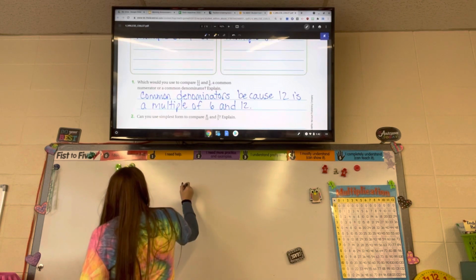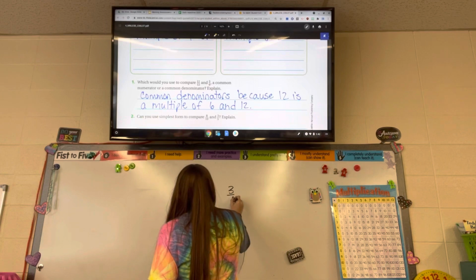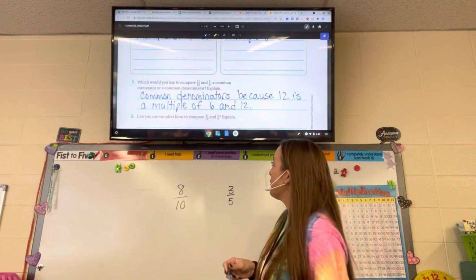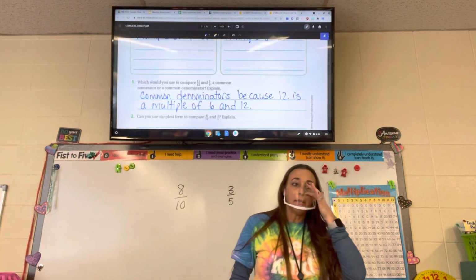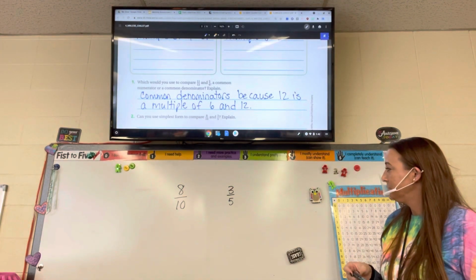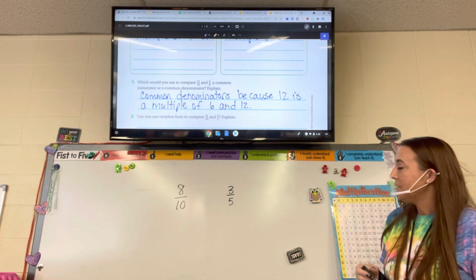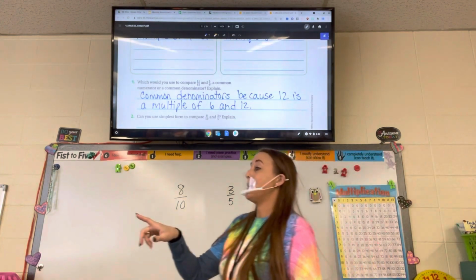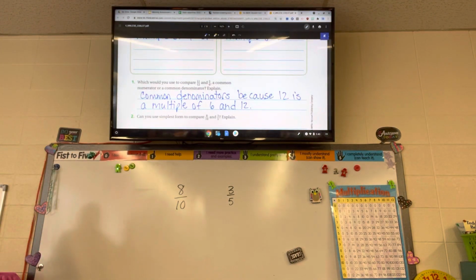This next one's going to require a little bit of thinking. 8/10 and 3/5. It says, can you use simplest form to compare 8/10 and 3/5? Simplest form. Cash, what do you think? 5 is half of 10, so 5. No, we're talking about simplest form now. We're not talking about common denominators. I like how you're seeing that though.